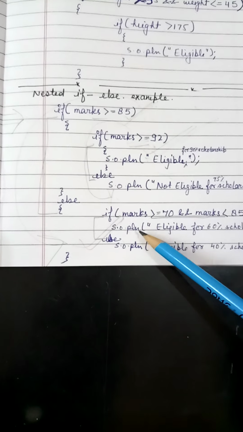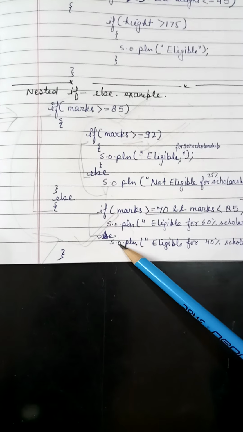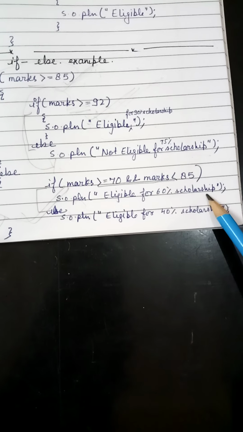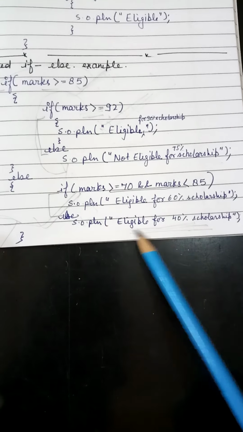Suppose the marks are 80, then this will get executed. Between 70 to 85, eligible for 60% scholarship, and otherwise eligible for 40% scholarship.